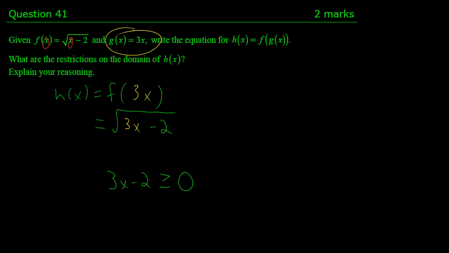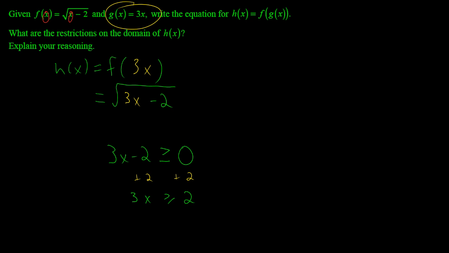So let's add 2 to both sides. Don't let an inequality intimidate you. It still works the same way. 3x has to be greater than or equal to 2. And in other words, x has to be greater than or equal to 2/3. You only change the direction of the inequality when you divide by a negative. And here, we divide by a positive 3. So we don't change the direction of the inequality.